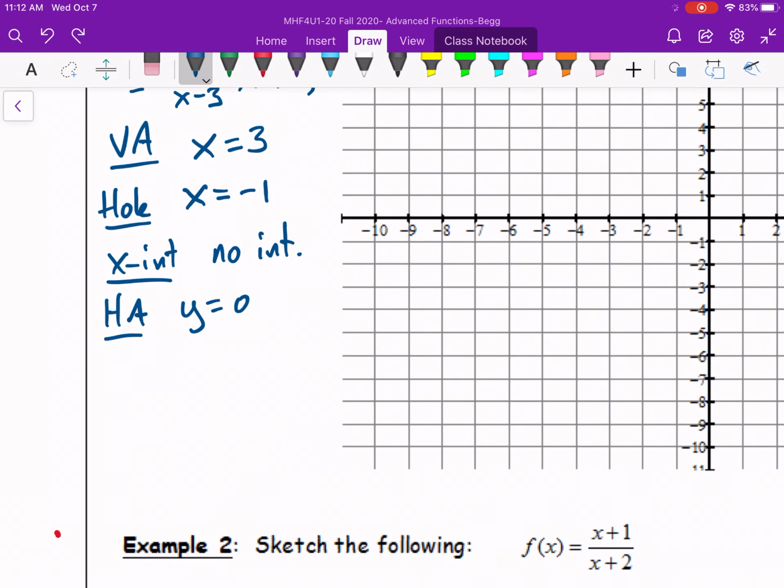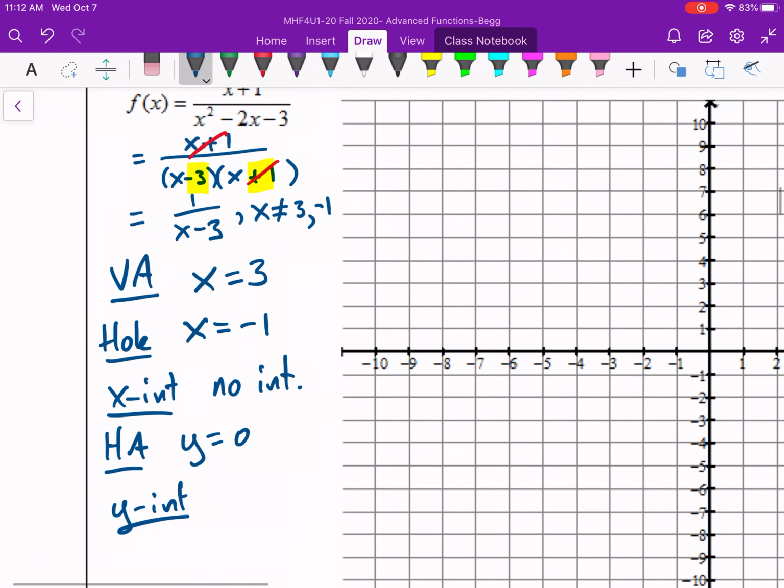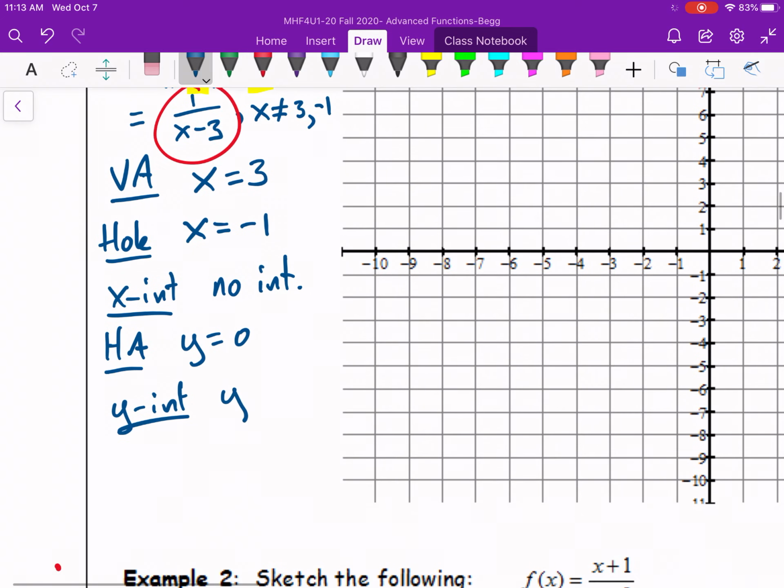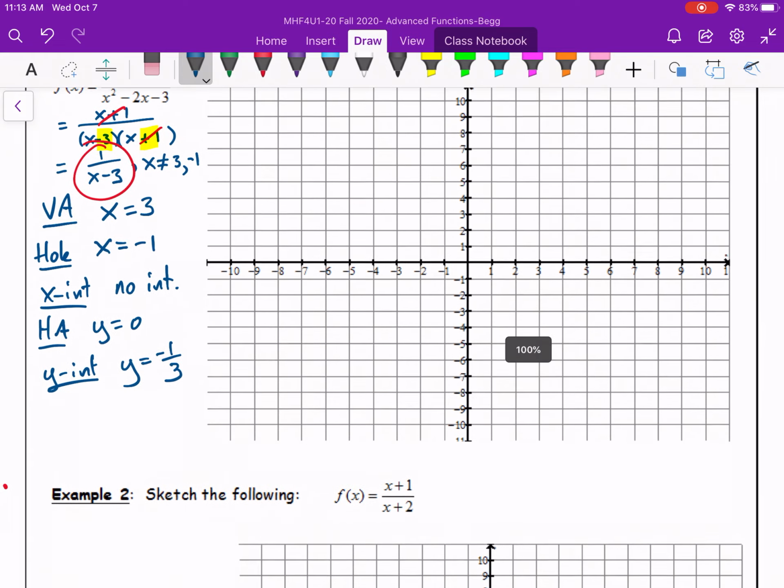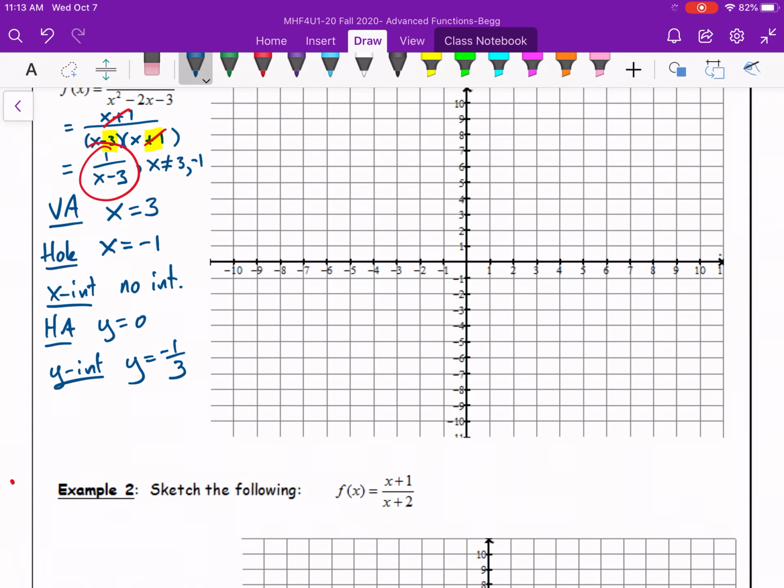Finally, y-intercept. That comes from letting x equal 0. If I put 0 into this equation, and again, I might as well just look at the simplified version because I'm going to get the same results either way. If I put 0 in for x, I get that y equals 1 over negative 3, so negative 1/3. So, that's some good information that's going to help us sketch our graph.